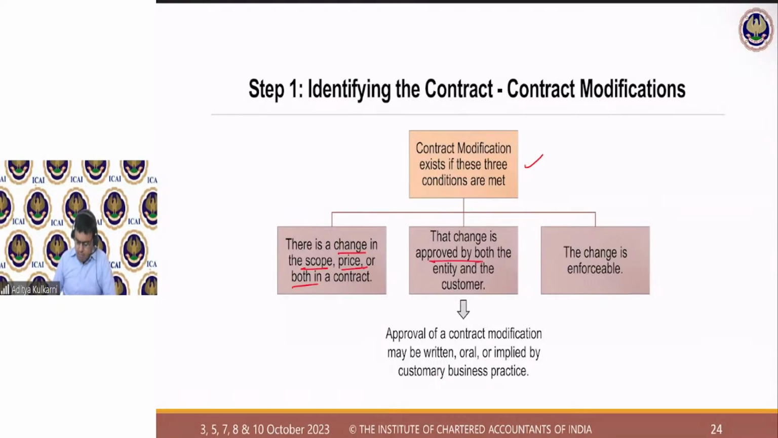That change should be approved by both the entity and the customer. Well, this approval could be written, oral, implied by customary business practice. Sir, when the contract itself was with customary business practice, the modification also will go ahead with customary business practice. And finally, the change is enforceable. So this is a very simple common sense discussion. The contract modification could be a change in the scope, price, or both. It should be approved by both the parties and the change is enforceable.